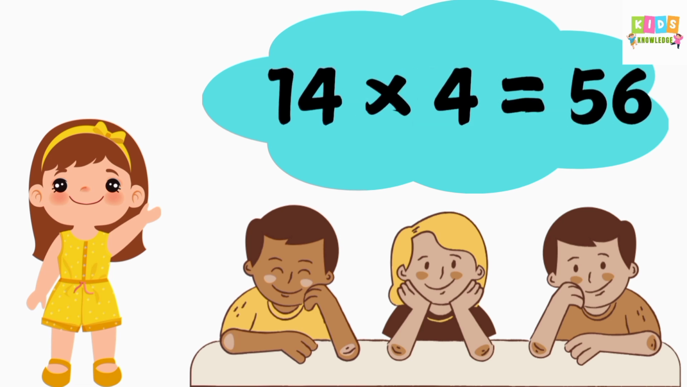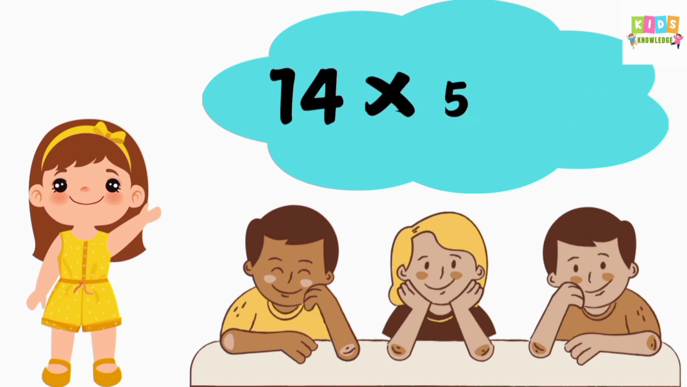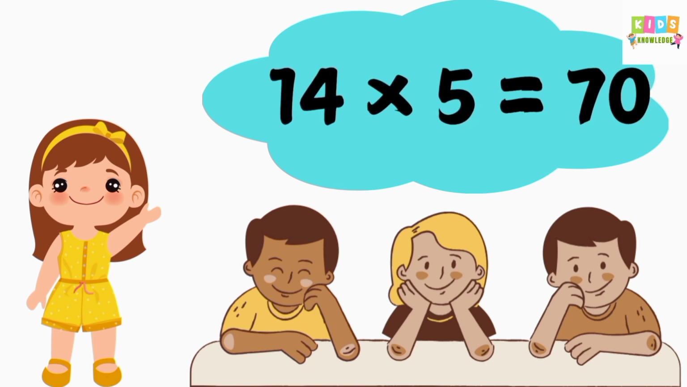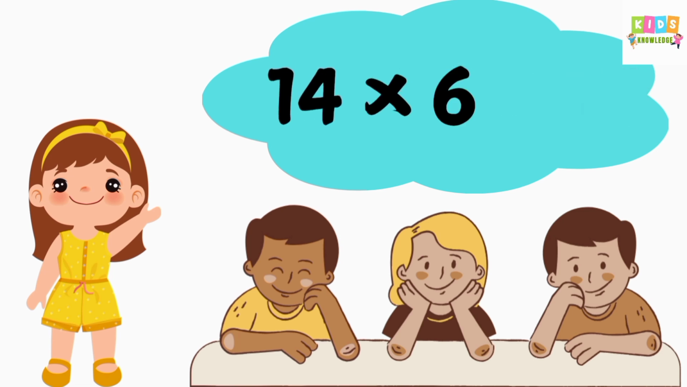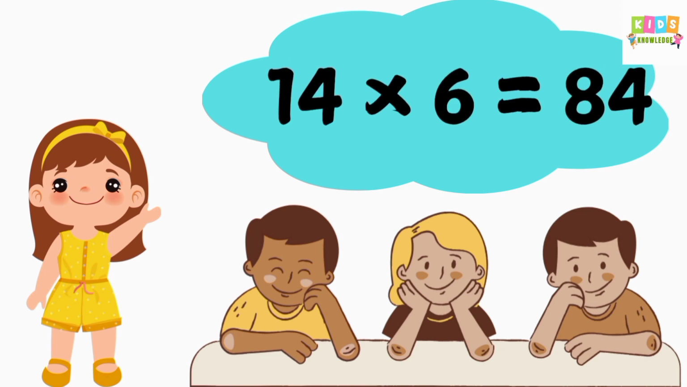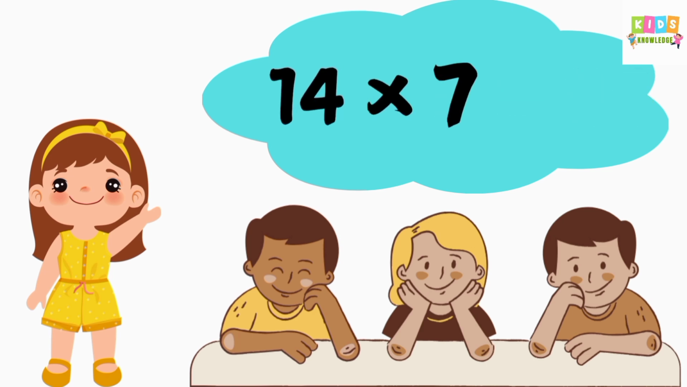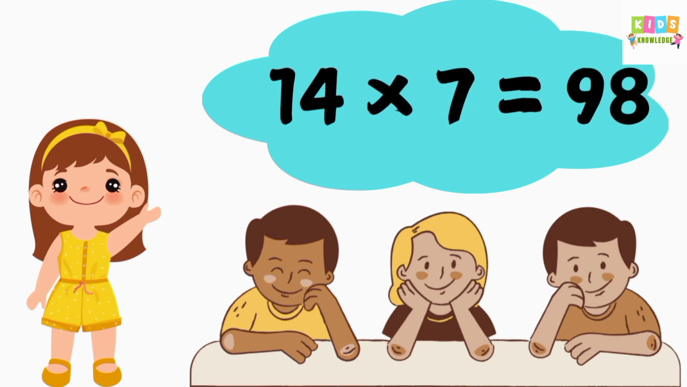14 fours are 56. 14 fives are 70. 14 sixes are 84. 14 sevens are 98.